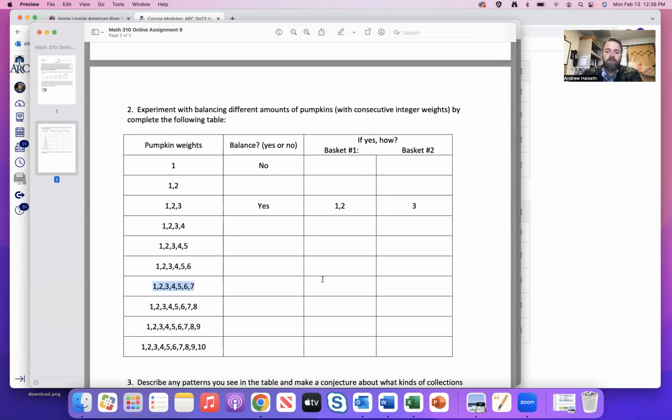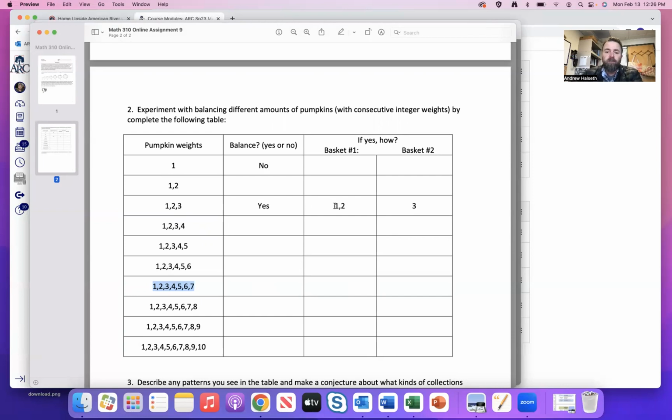So you can put your answer for that here, right? And then if you just had a pumpkin that weighed 1 pound, no, you can't balance it because you only have 1 pumpkin. It's going to go on one side or the other. So each case, it's either yes or no. 1, 2, and 3 you could do, right?